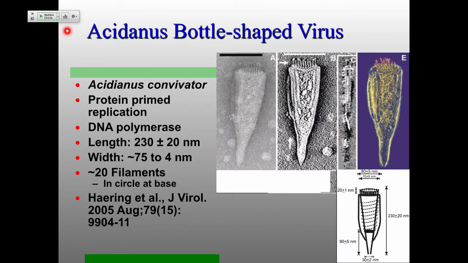The Acidianus bottle-shaped virus, this is also known as ABV. These have probably the most amazing morphology of any virion that I know of. They really do look like these bottles. They have a ring of filaments around the end here that they conveniently colored in red in this picture here, and the cartoon is down here. They kind of look like birthday candles at the end. Turns out that this is probably not the end which is interacting with the receptors. It's this end down here.